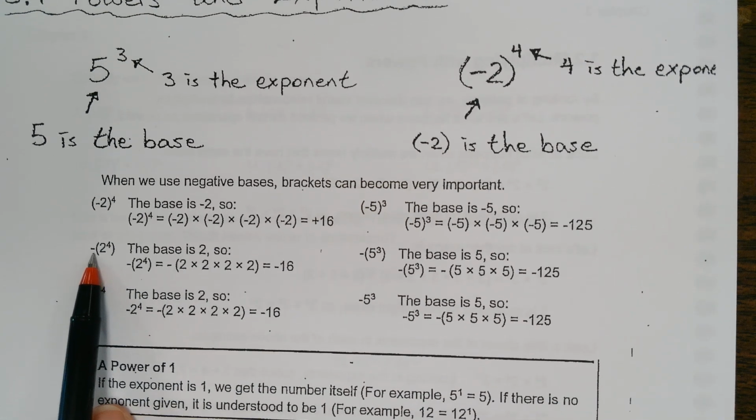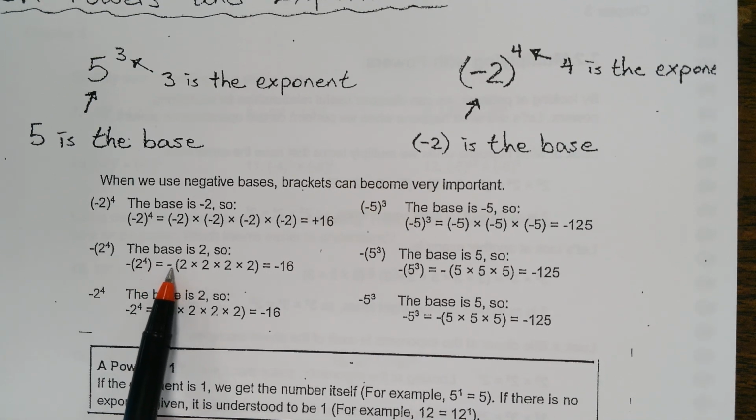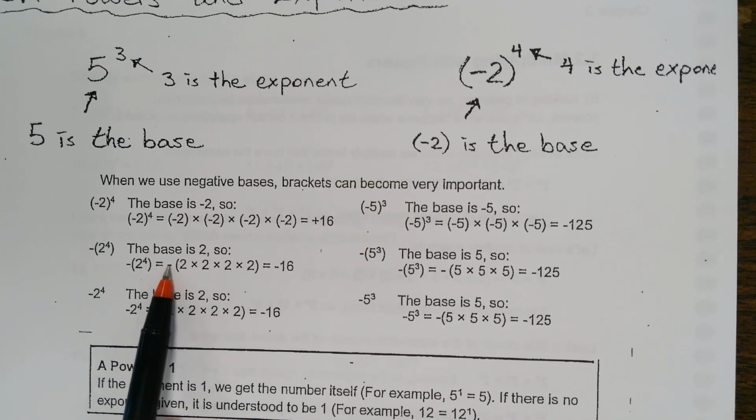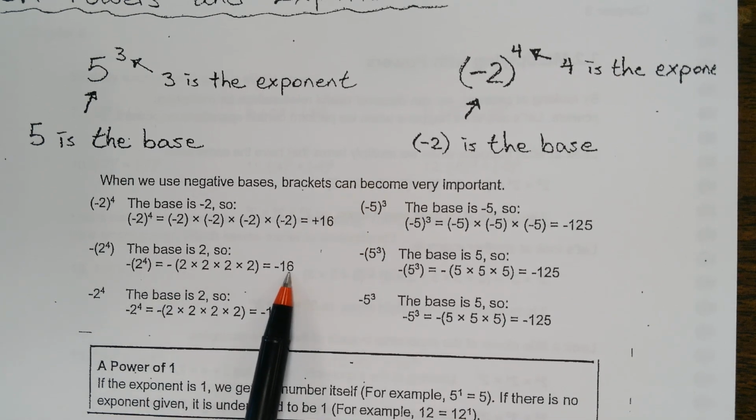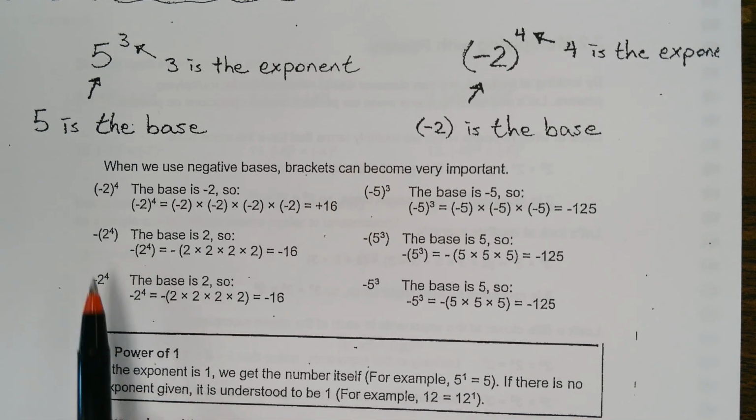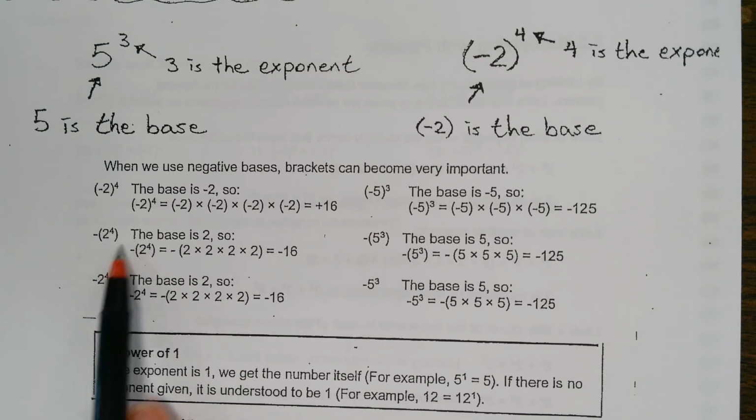On the other hand, notice this one, the negative sign is outside the bracket, and so that means your base is just the number 2. And so it's the negative on the outside, and then 2 times 2 times 2 times 2. And as a result, because there's only one negative, your answer is just -16. Okay. Same thing right here. In other words, this one, it doesn't matter if you have that bracket or not, because you're just doing 2 times 2 times 2 times 2, right?